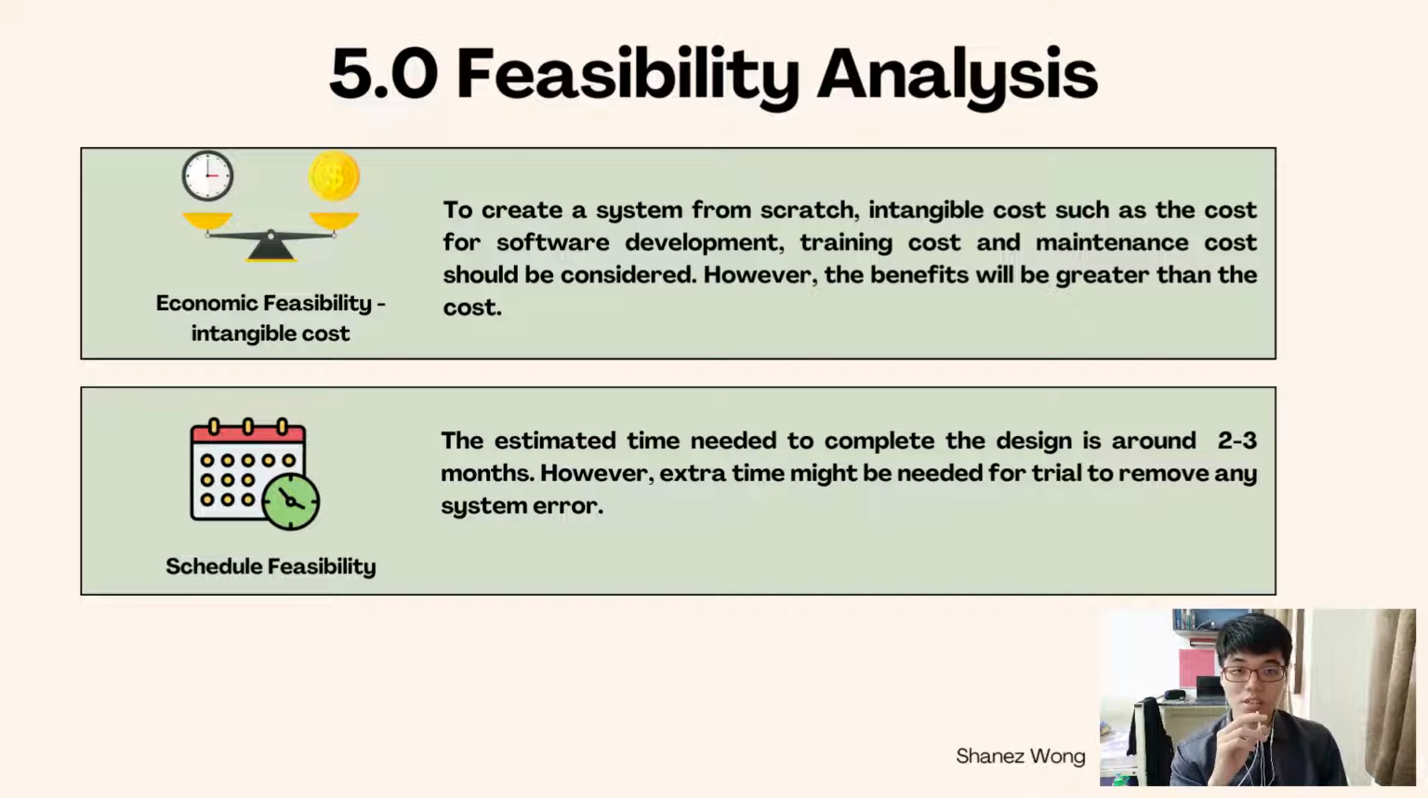And then the last one is regarding schedule feasibility. Schedule feasibility refers to the timeline of our project, starting from designing and creating the system until delivery to the customer. I think our project will take about 2 to 3 months, but of course the time will change if any problem occurs. You can refer to our Gantt chart and the PERT chart at the end of our presentation. So that's all for me.